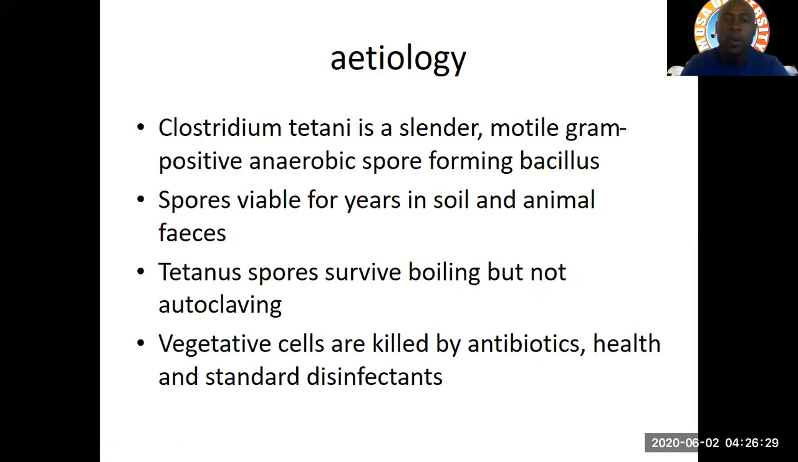Let us look now in detail at how this comes about, or let us concentrate on the etiology. Clostridium tetani is slender, which means it is very thin if you look at it under the microscope, and it is a motile, gram-positive, anaerobic, spore-forming bacillus. Once you come in contact with this Clostridium, it can stay for so long, especially in the soil and, most commonly, also in animal feces.